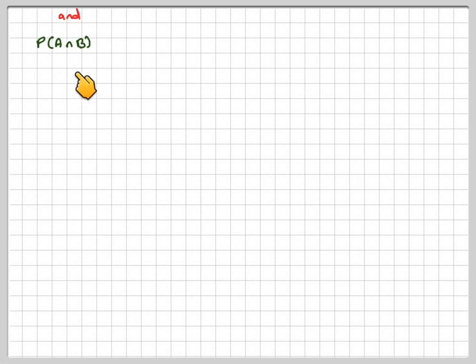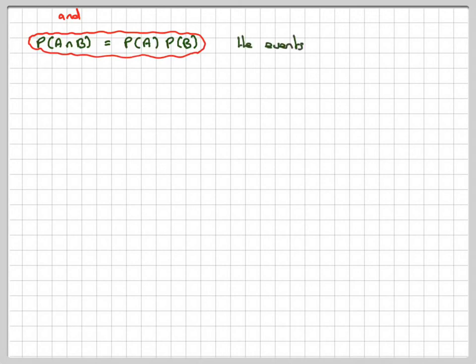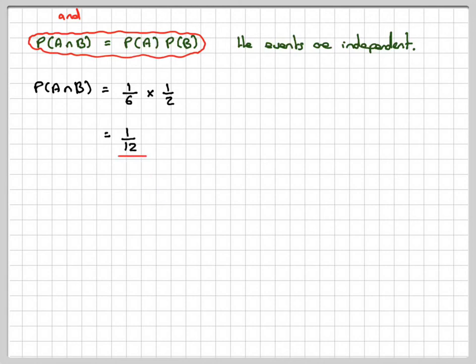Therefore, the probability of A and B happening is going to be the probability of A times the probability of B, because the events are independent. And therefore, we can say the probability of A and B is 1/6 times 1/2, probability of A times the probability of B, which is equal to 1/12.